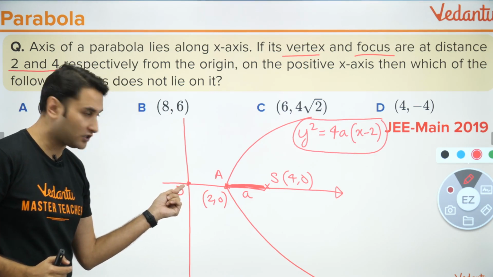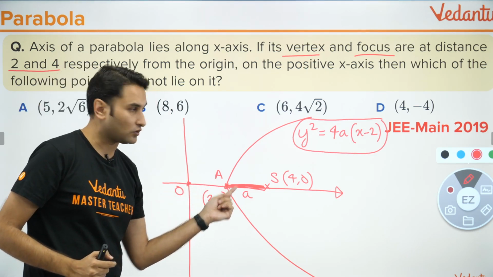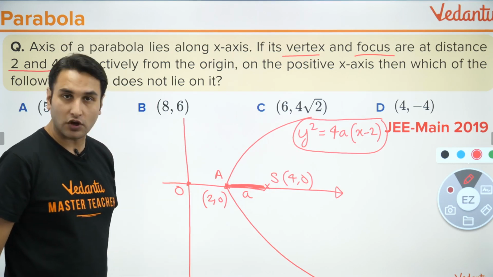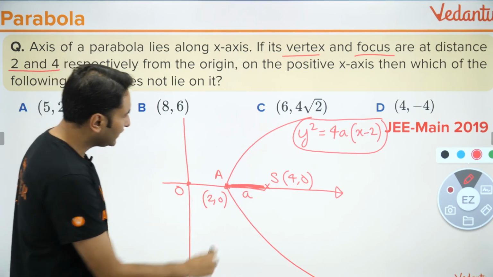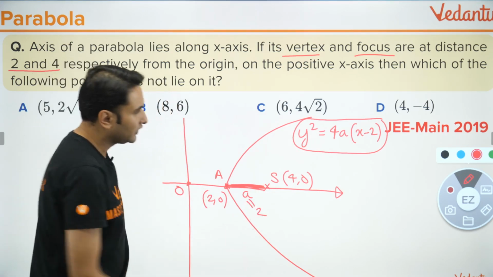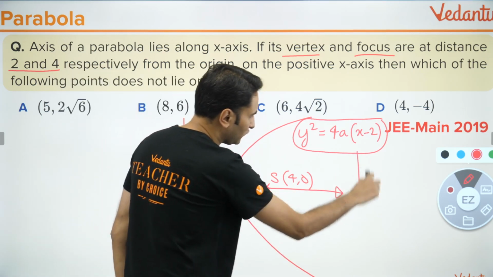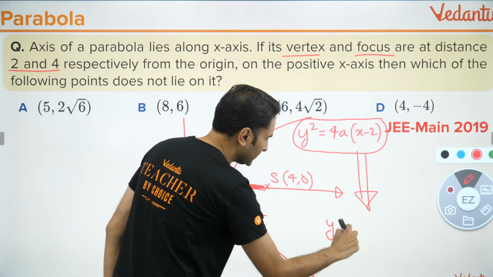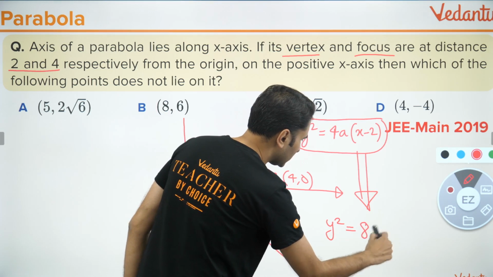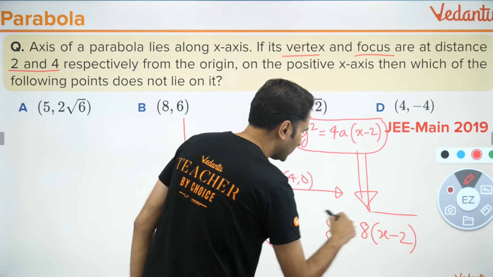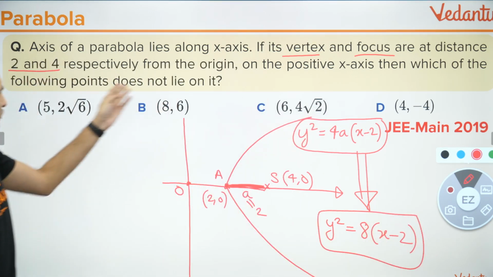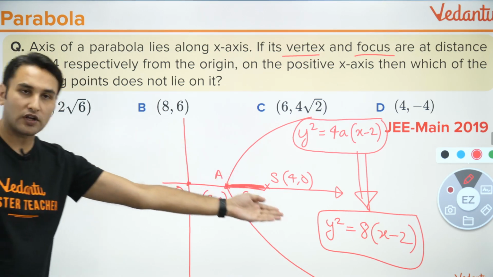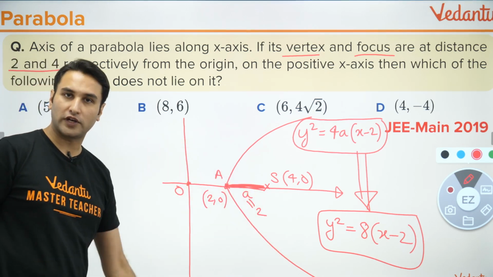तो x is equal to 2 पे shift हो गया. What was happening at origin now is happening at 2,0. So this is my new equation of the parabola where बच्चों what is a? A कितना हो जाएगा? A is 2. So my equation of the parabola बच्चों कितना हो गया? Y square is equal to 8 x minus 2. That is my equation of parabola. Now just check which point does not lie on it. Very simple. All of you can do.